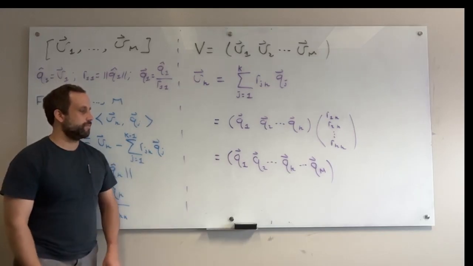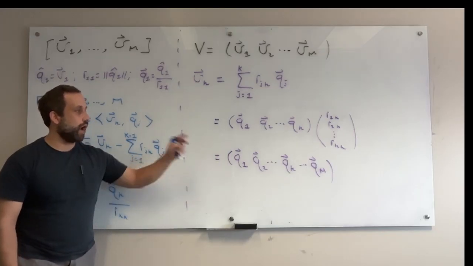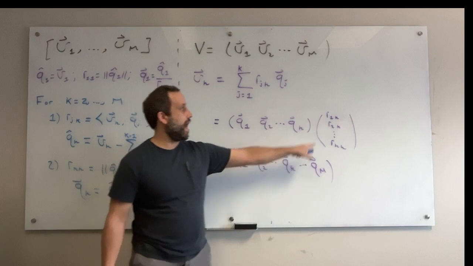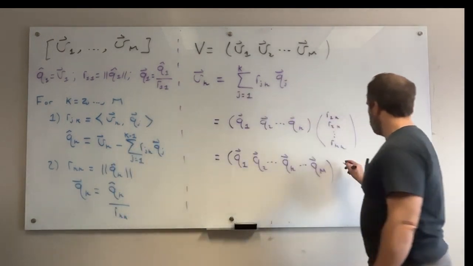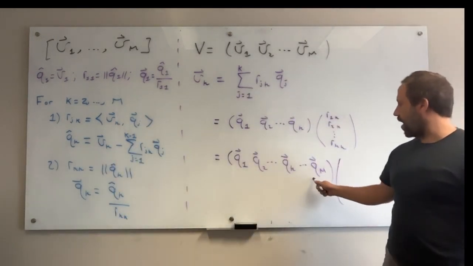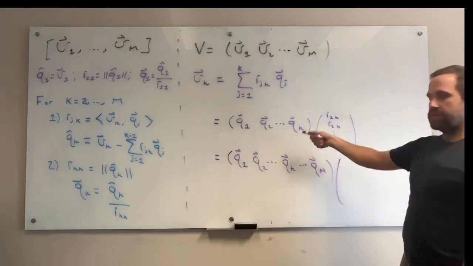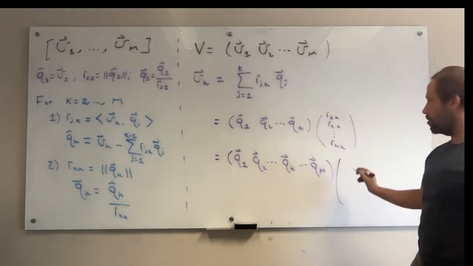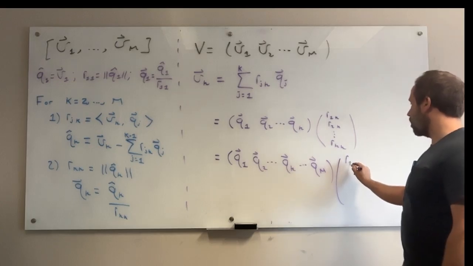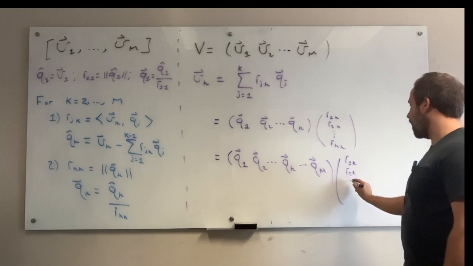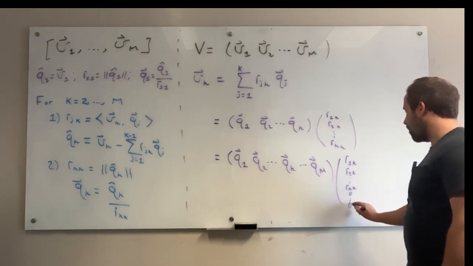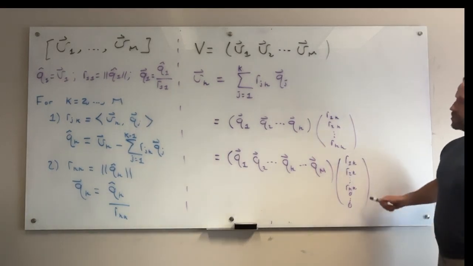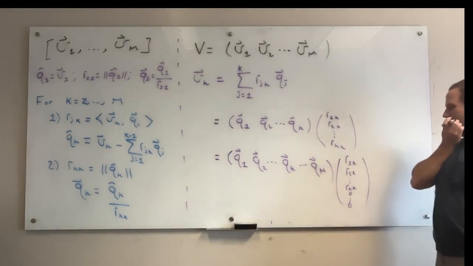So I'm going to make this. Now this matrix has m columns, so whatever vector I have here needs to have m entries. Well, all of the vectors that come after that are not part of this linear combination, so I'm just going to pad this vector with zeros. And so I'm going to have r1k, r2k, down to rkk, and then all of these are going to be 0. Okay, so these are now going to be equal to each other.